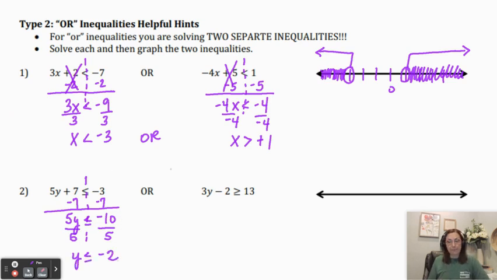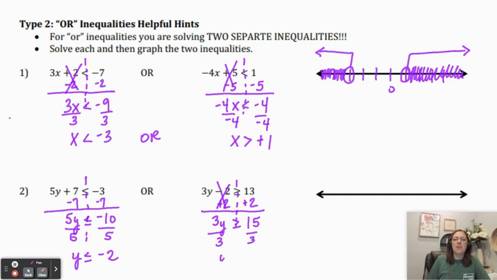Okay, remember, separate inequalities. So I'm going to come over here to the second inequality. I need to get rid of that minus 2, so I'm going to do the opposite, which is to add 2 to both sides. The whole reason we do that is because minus 2 plus 2 cancel, giving me 3y is greater than or equal to 15. And then we divide by 3 on both sides, and we get y is greater than or equal to 5. Okay. Now we're ready to graph those.